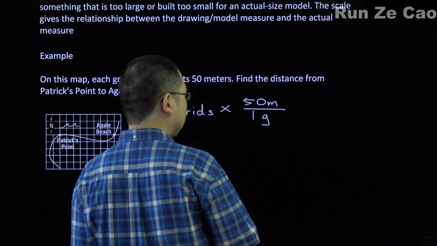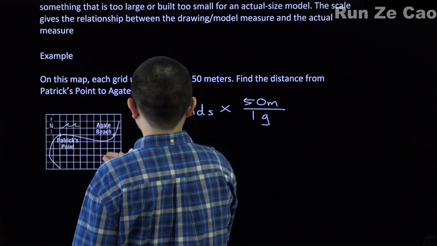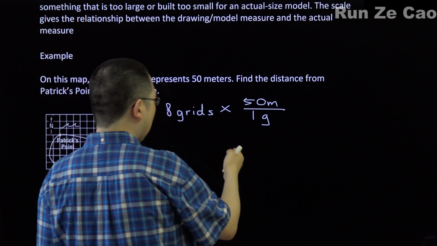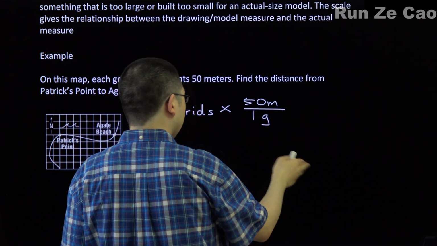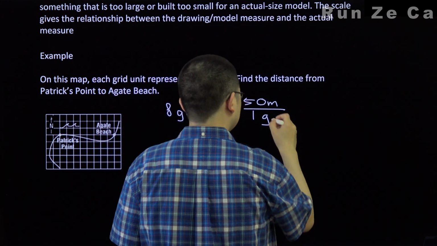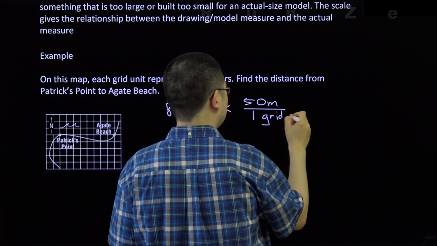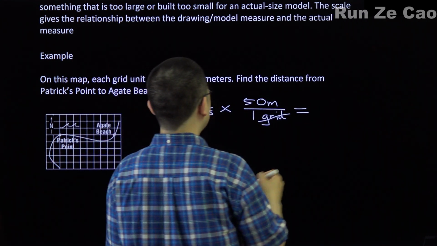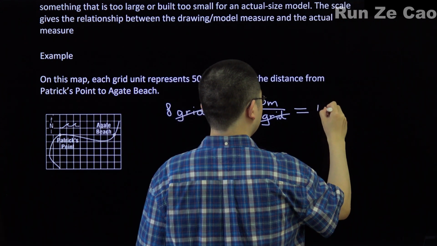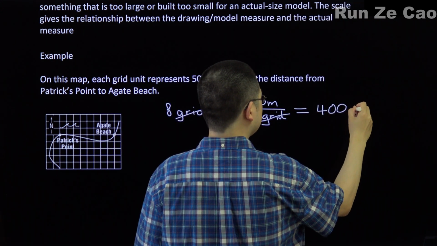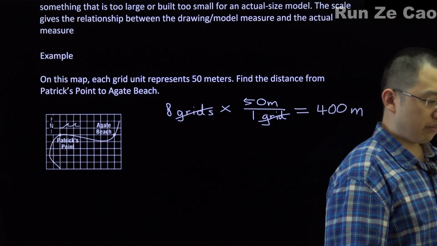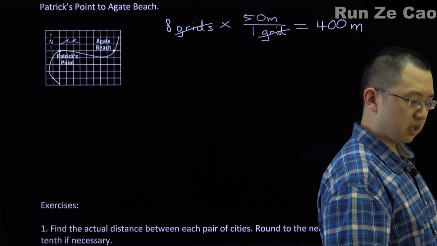By the way, if it was asking you how many grids would 500 meters be, you would be going 500 meters times one grid per 50 meters. So you cancel out the grids, and then you end up with 400 meters for the distance from Patrick's Point to Agate Beach here.